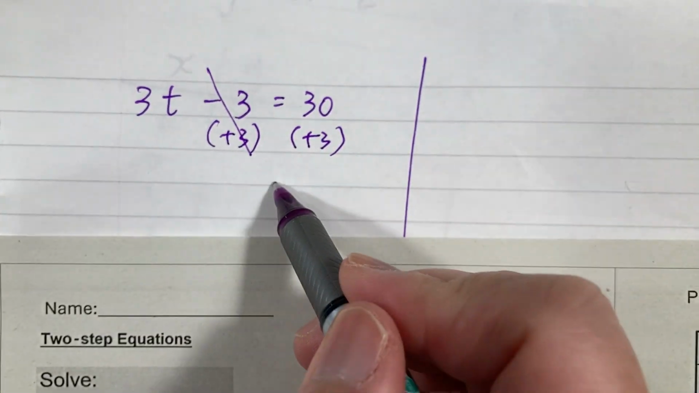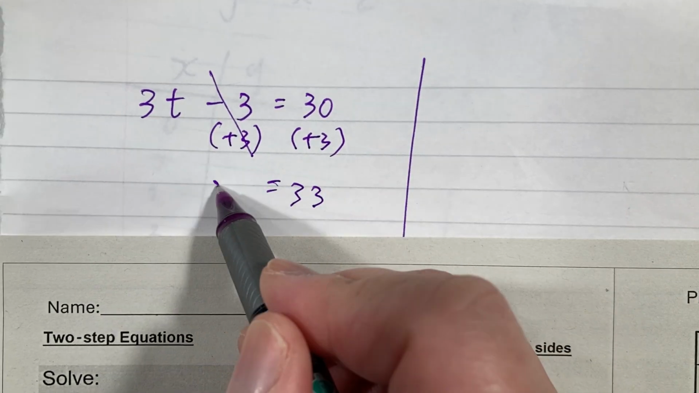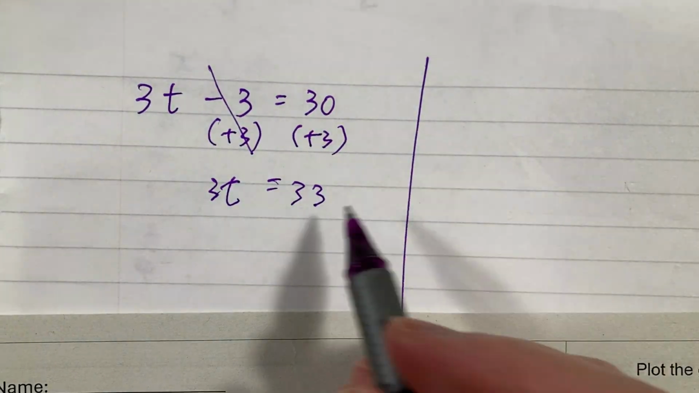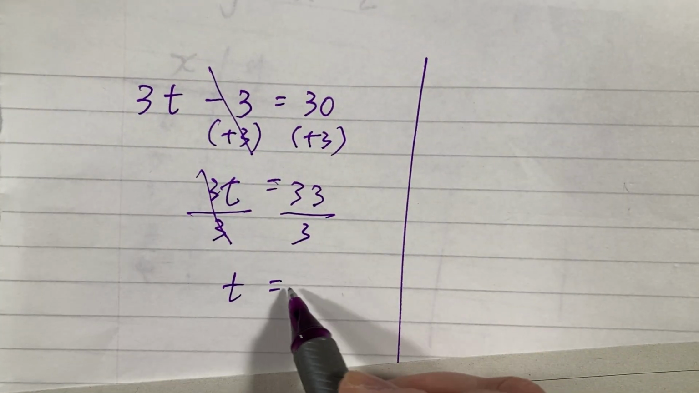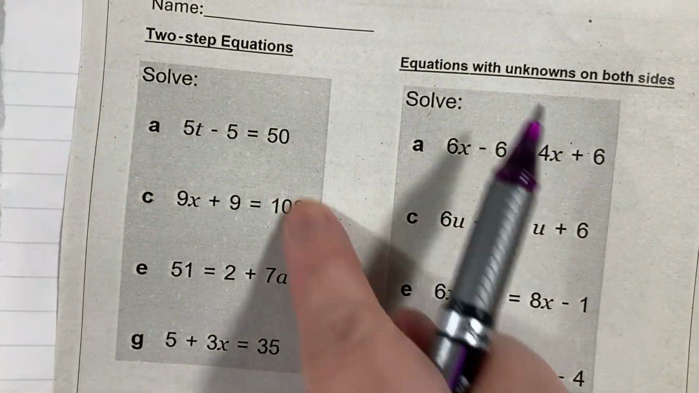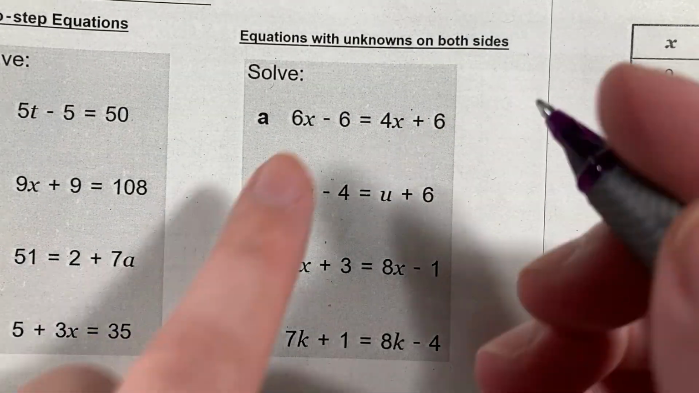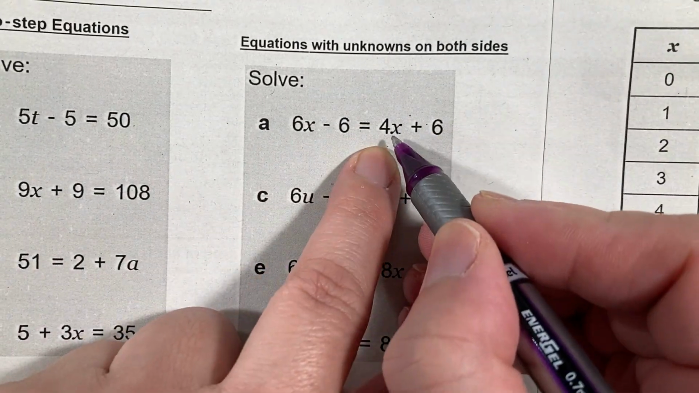That's gone. Give you 33. 3t, 3 times t, so you do the inverse. That's gone. t equals 11. Same for this. This side, you make sure that you get rid of the smaller number first.